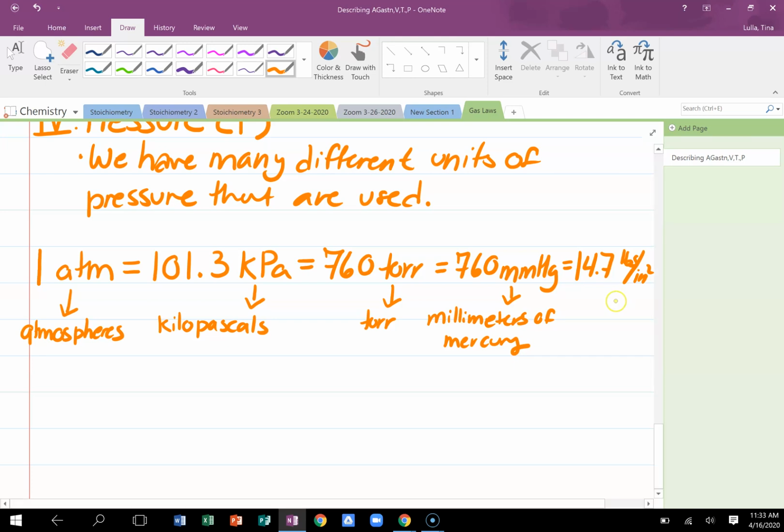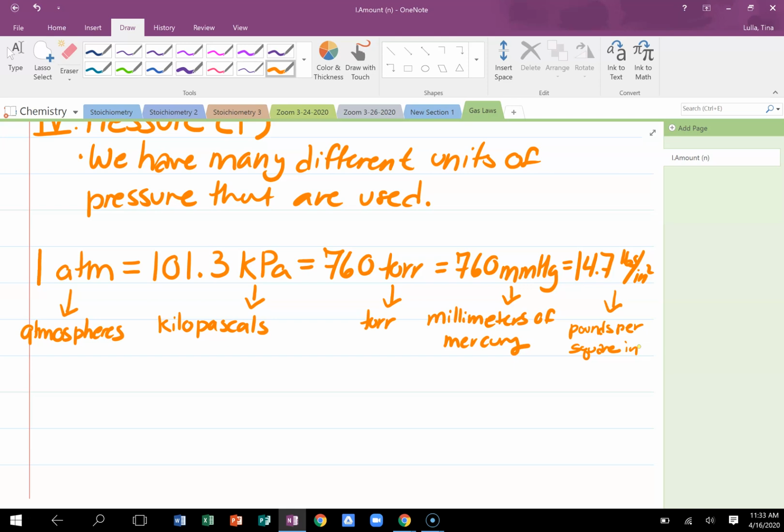And then I just threw this one in. We won't really use this in science, but this is pounds per square inch. And I only threw that in because you might come across that in your life, because in the American system of measurements, we use pounds per square inch. It's not a metric unit, so we don't use it in science. But I just thought it would be interesting.